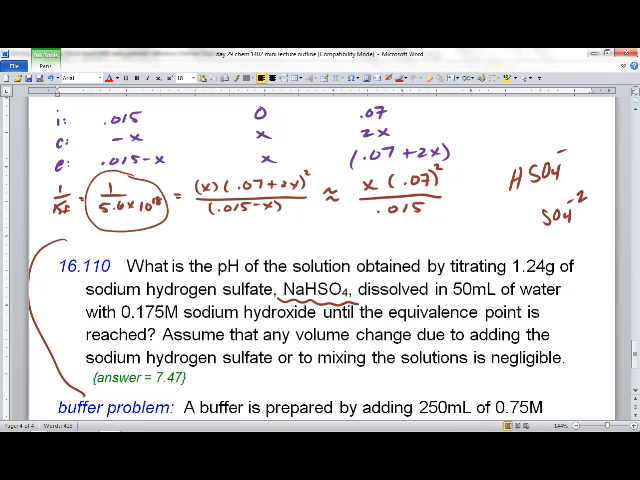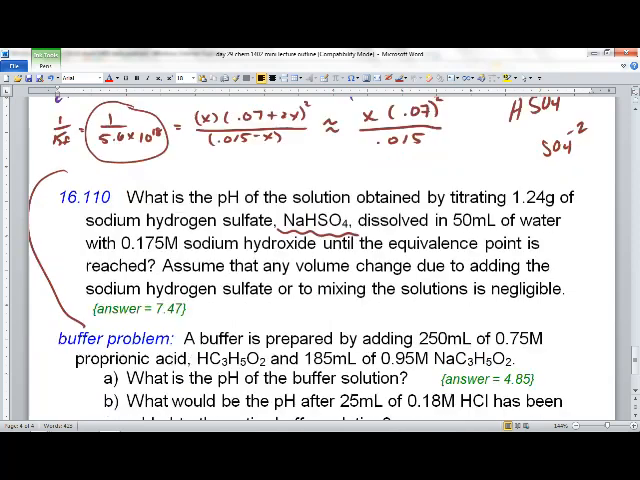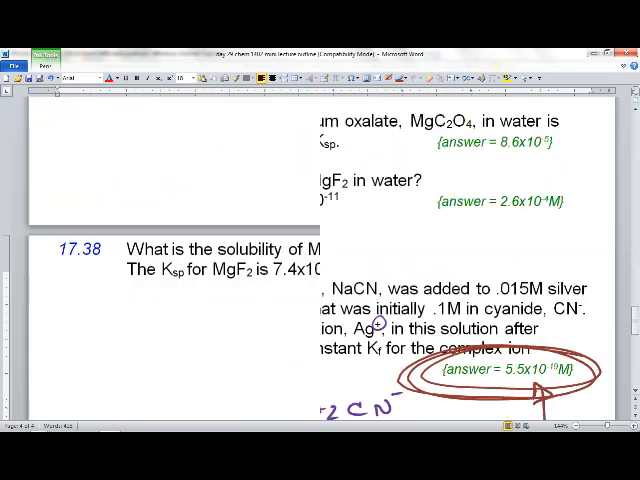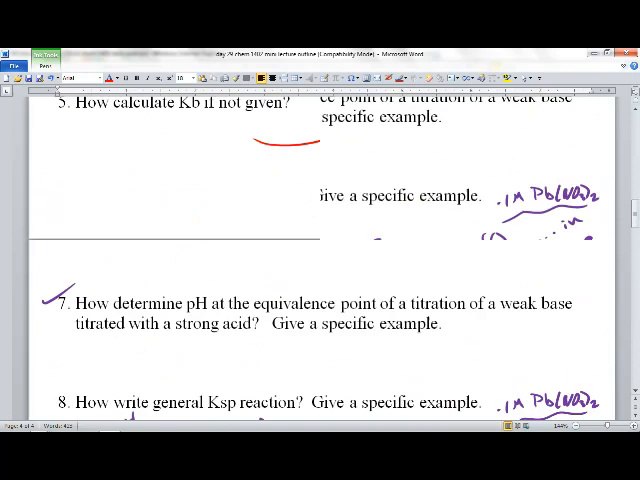Okay. So we're about out of time, but check these questions out. All the numerical answers are there. Maybe some more practice for you.